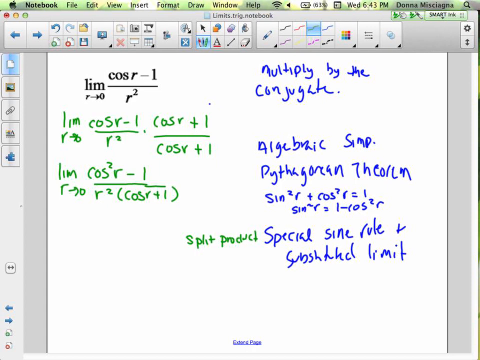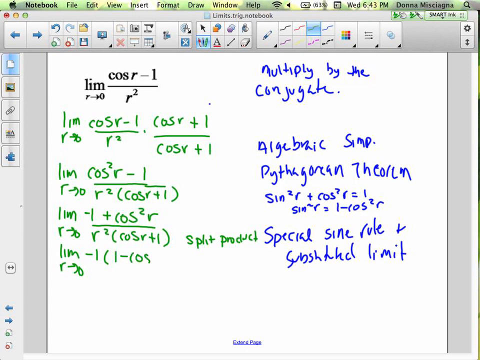All right, so now we're going to replace the cosine squared. Oops, we don't have 1 minus cosine squared r. We have cosine squared r minus 1. We're going to have to rewrite this first. So we have the limit as r goes to 0. Let's rewrite it: negative 1 plus cosine squared r over the rest of that. So close, but it's not exactly 1 minus cosine squared r. But hey, if we factor out a negative 1, it will be. We'll pull out the negative 1. Now it's going to be 1 minus cosine squared r all over r squared times cosine r plus 1.